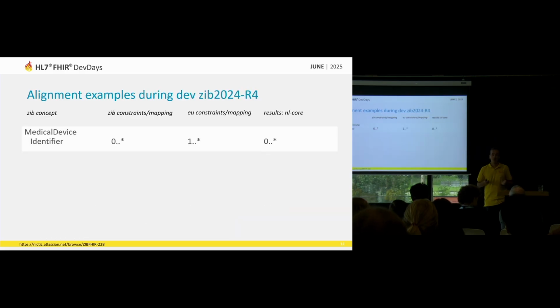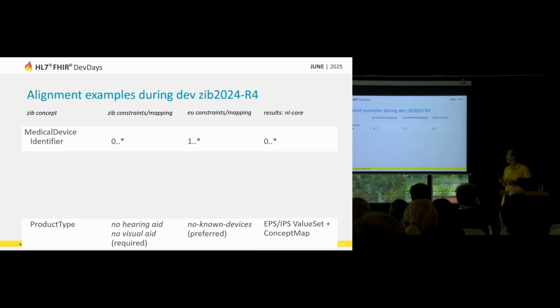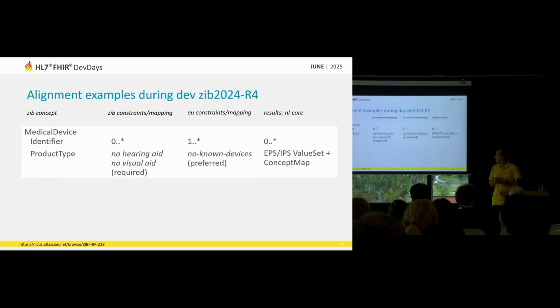I had some other profiling examples of how we now pursue alignment. For the medical device identifier, it's kind of the same as the condition I just talked about. Here it's something where we deviate from the zip. We have a product type, and the zip has a required binding on it, with some specific codes for saying no hearing aid is allowed, while we saw in the European patient summary and in the international patient summary, they have a no known devices code. Here we thought this is very nice, so we talked with the zip people, and they said, okay, this is also nice.